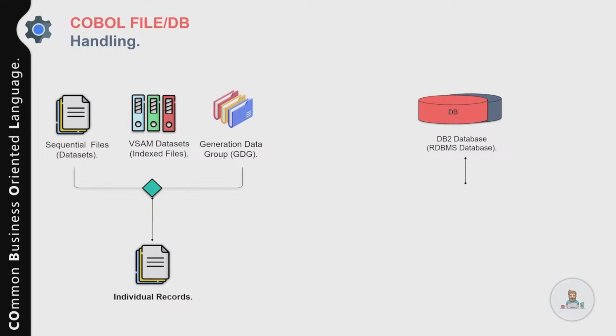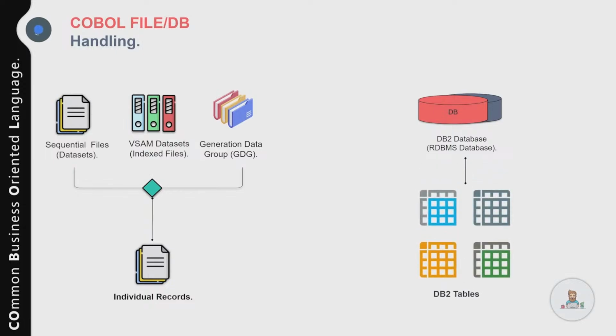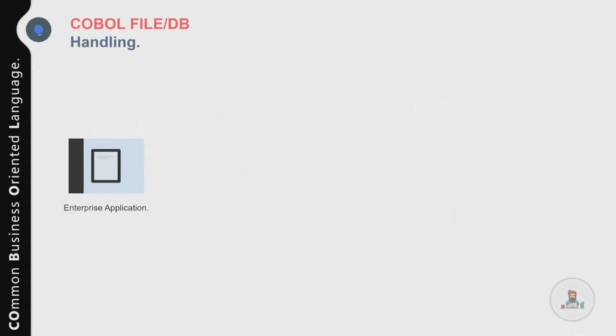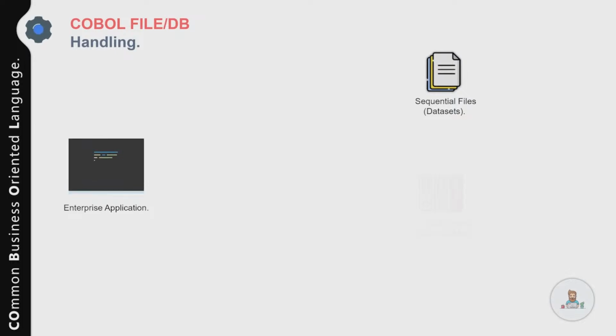On the other hand, a relational database management system, or RDBMS, is a common type of database that stores data in tables, so it can be used in relation to other stored data sets.